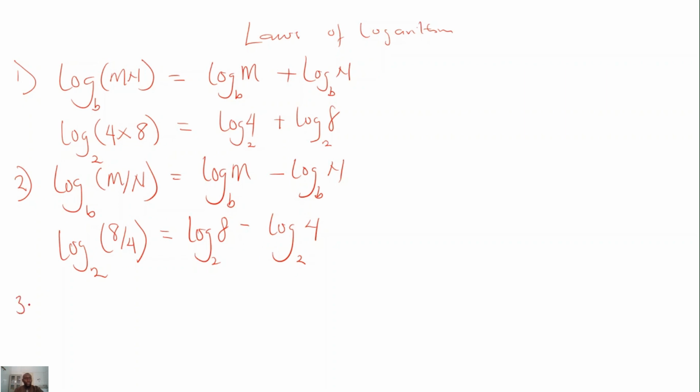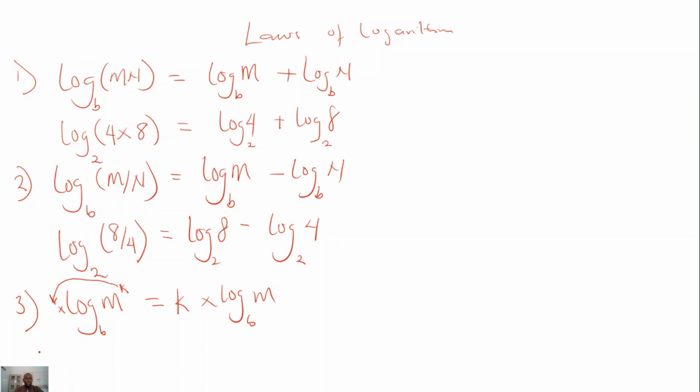Let's look at law number 3. If you have an expression that says log of m raised to power k into base b, this can be written as k times log of m into base b. What we just did is bring the power down and use it to multiply the log of m into base b.